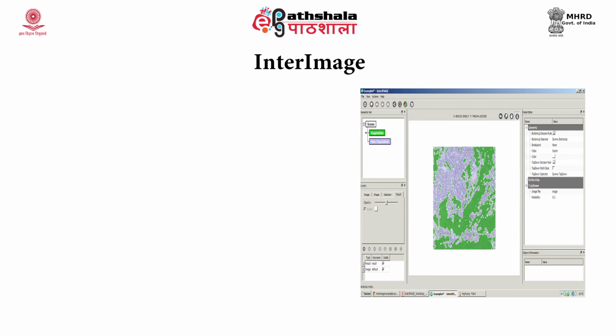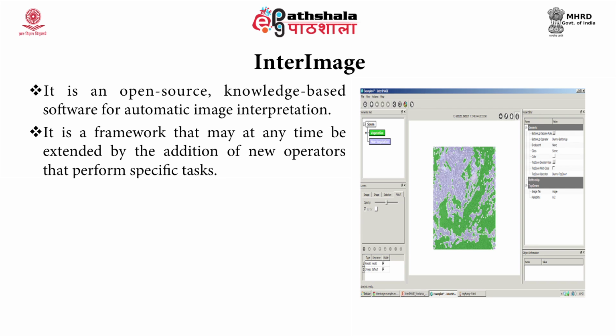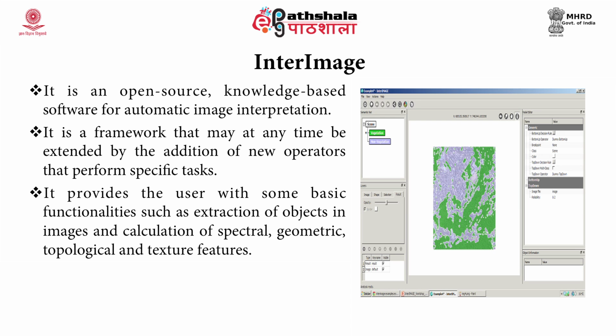Another open source knowledge based software is InterImage, which is used for automatic image interpretation. It is a framework that may at any time be extended by the addition of new operators that perform specific tasks. It provides the user with some basic functionalities such as extraction of objects in images and calculation of spectral, geometric, topological, and textural features. Its latest version is 1.43.